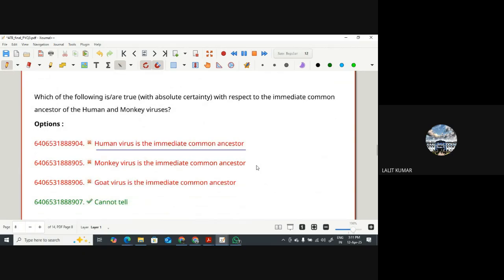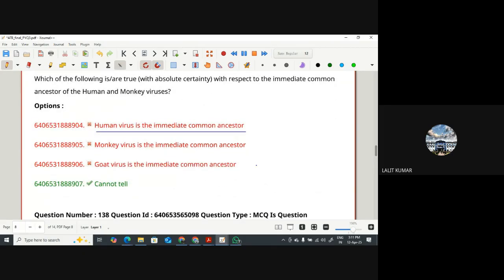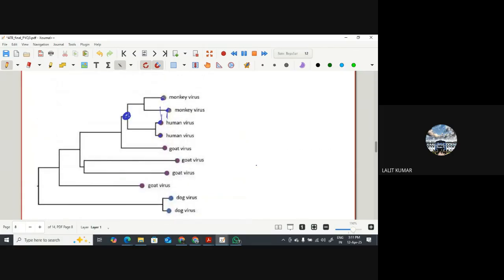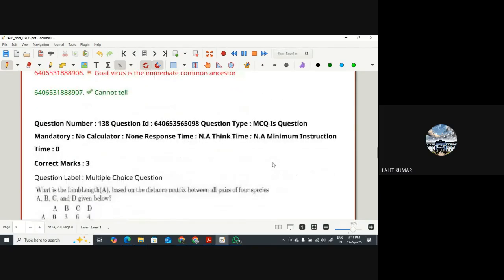Monkey virus is the immediate, that is also wrong. Goat virus is the immediate common ancestor. So where is a goat virus? Goat virus is here, so that is also not the common ancestor. The common ancestor between all of them is somewhere here. So the rest, all the statements are incorrect.